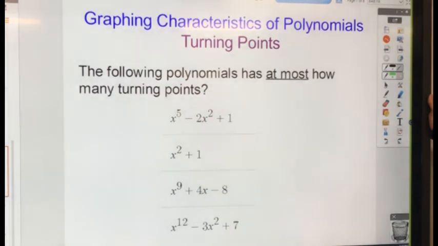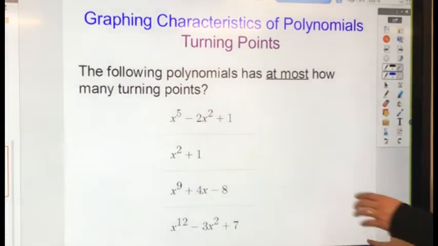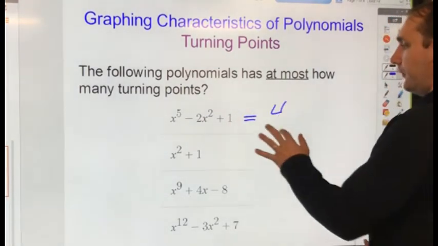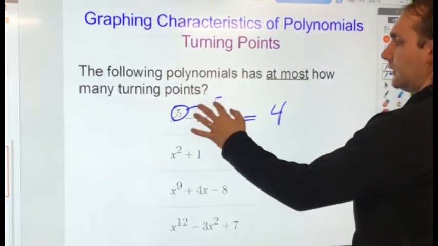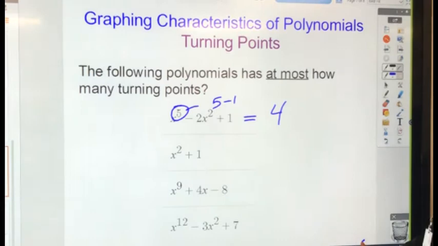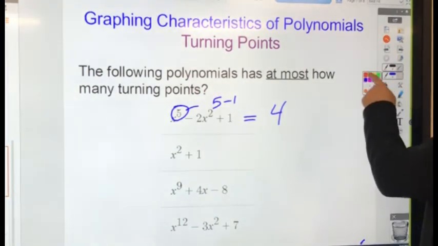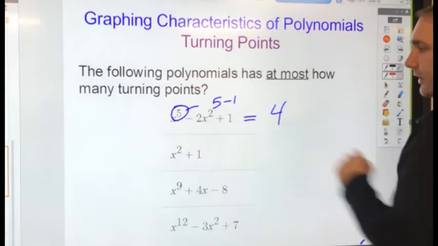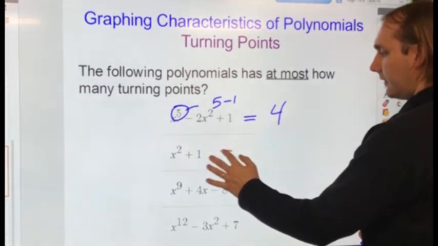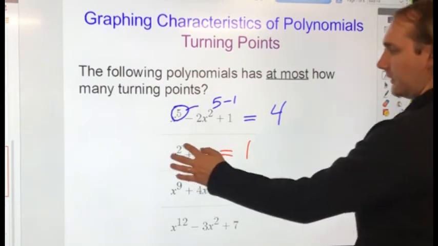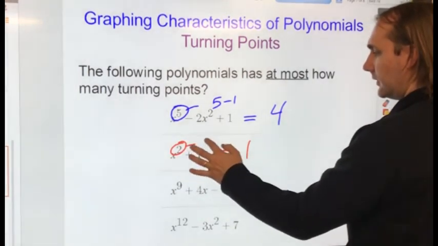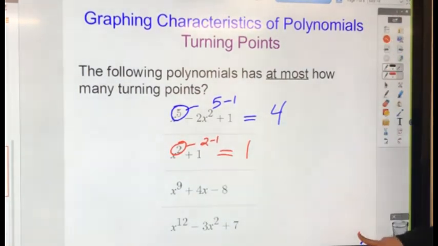So look at x to the 5th minus 2x squared plus 1. At most, I can have how many turning points? 4. Well, how did you get 4? I saw my highest power, which is 5, took 5, and subtracted 1. 4. What about x squared plus 1? How many turning points could that polynomial have? It can have at most 1. You look at its highest power, 2, take 2, subtract 1. That gives you 1.